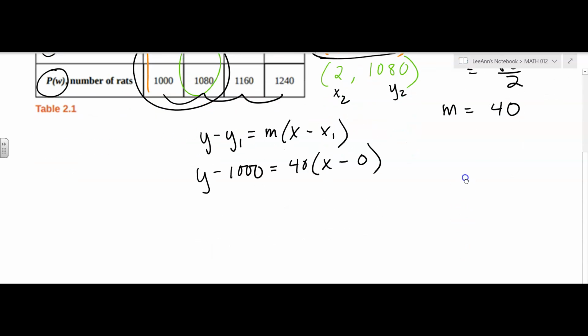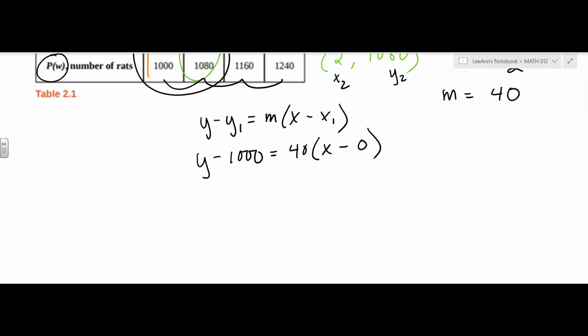Okay, so I'm out of room. I'm going to scroll up. All right, y minus 1,000 equals 40x. The 0, we don't need that, right? Minus 0. So we're going to put it in slope-intercept form. y equals 40x plus 1,000.